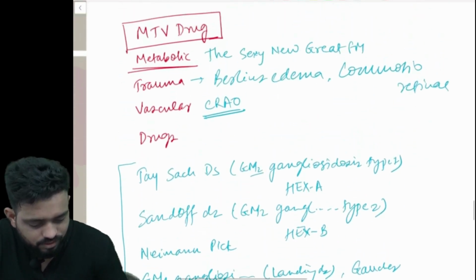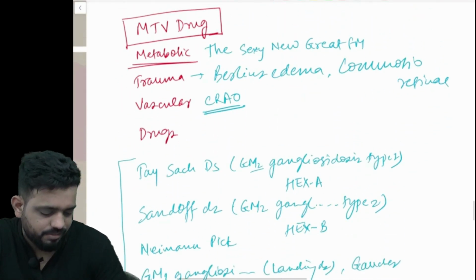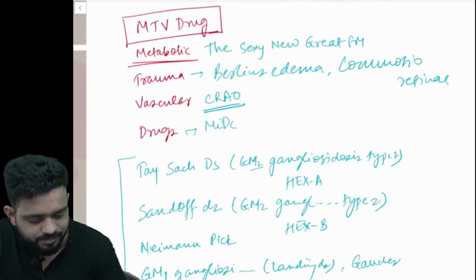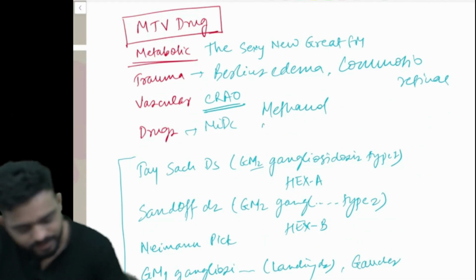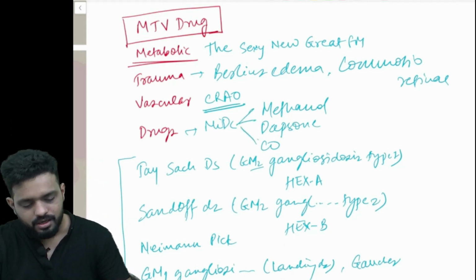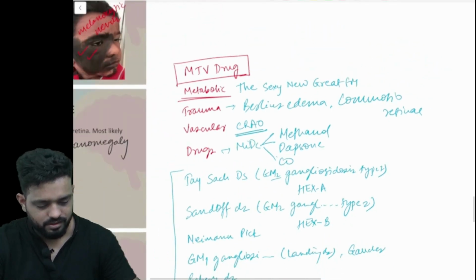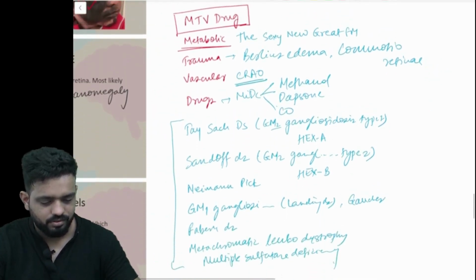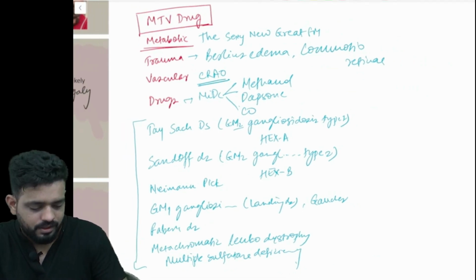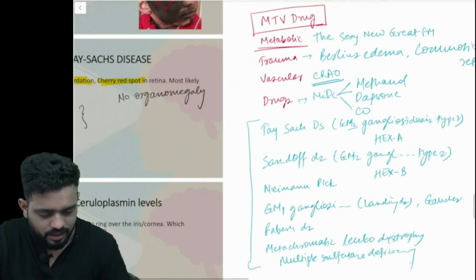In drugs, remember something known as the one found in every city in Maharashtra, that is MIDC. So M stands for methanol poisoning, D stands for dapsone overdose, and C stands for carbon monoxide. Okay, remember. So these are the causes of cherry red spot. I hope I am clear about this. Just take a screenshot if you want to from here.